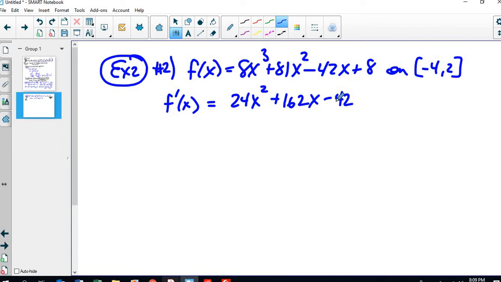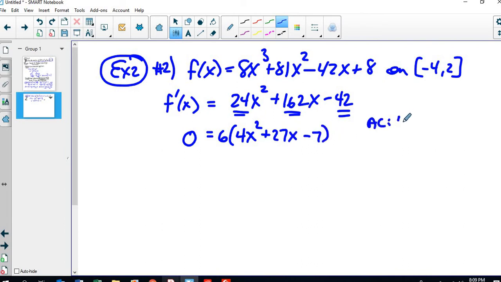Those are horrific numbers to try to factor, but there's got to be a common factor between all these numbers somewhere. It turns out that 6 does go into all of these, though I wouldn't expect you to know this off the top of your head. If you factor out a 6, you get 4x squared plus 27x minus 7, and then if you do the AC method of factoring, 4 times 7 is 28, and factors of 28 that differ by 27 are 28 and 1.